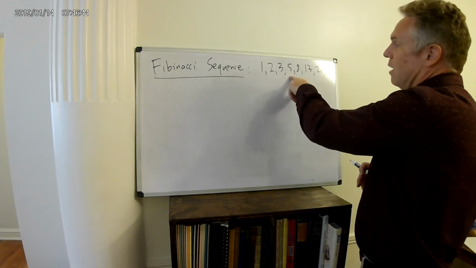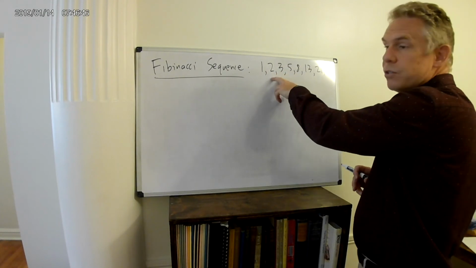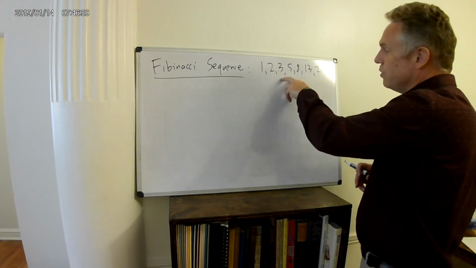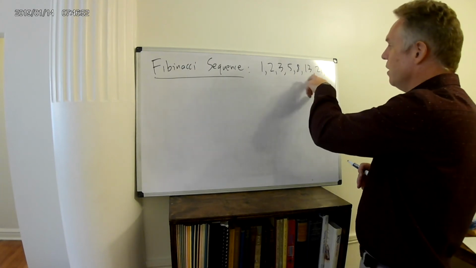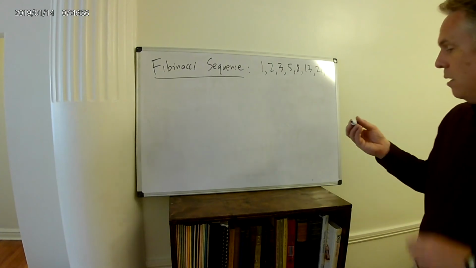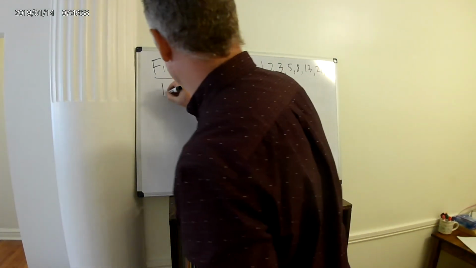How do we get 5? To get 5, we add the previous two terms. 2 plus 3 is 5. To get 8, we add the previous two terms. 3 plus 5 is 8. To get 13, we add the previous two terms. 5 plus 8 gets 13. The Fibonacci sequence is a recursive sequence.